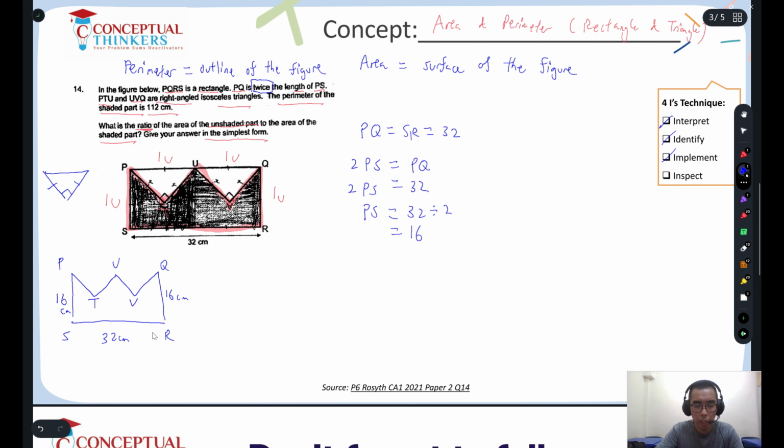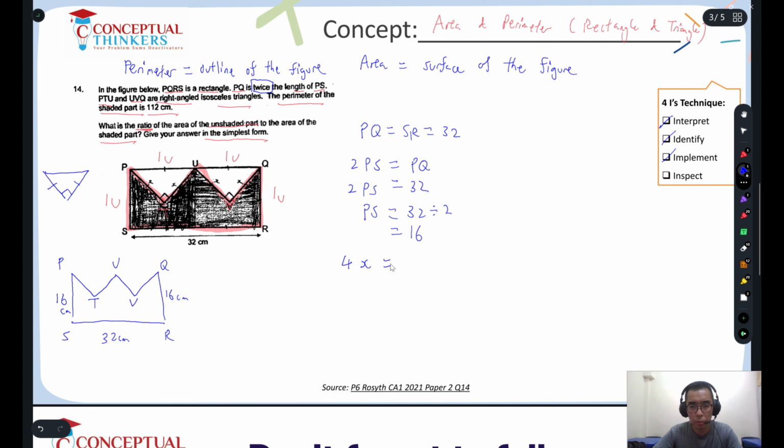So using the perimeter of the shaded part, which is 112 cm, I can calculate the value of PT, TU, UV, and also VQ by dividing by 4. In this question, they actually indicate this as x, so maybe I will use that to continue to solve the question. Now we have 4x here. So 1, 2, 3, 4.